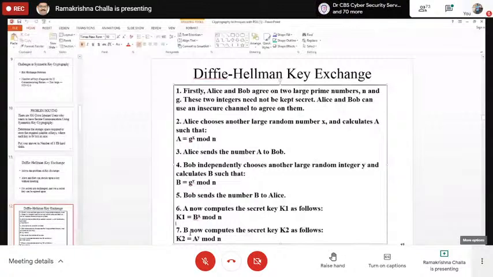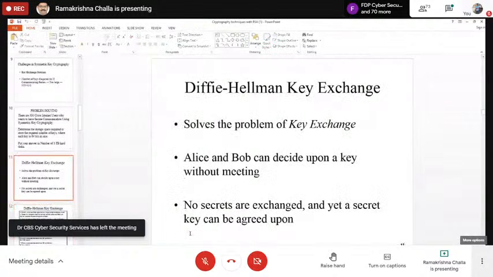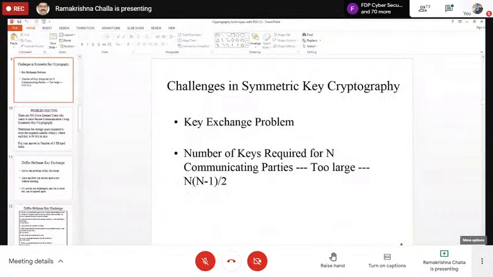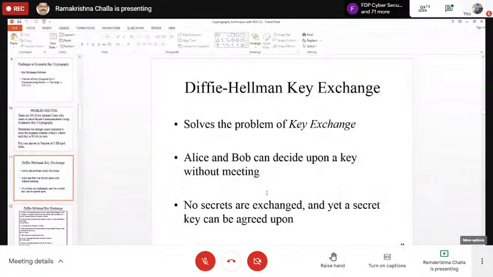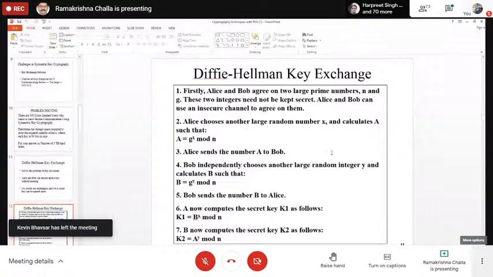Without sharing the key, without exchanging the key, how can a key be agreed by the sender and receiver so that you can have a secure communication? That means one of the problems is solved. The key exchange problem or key determination problem is solved by Diffie and Hellman using this particular algorithm, which arises in symmetric key cryptography techniques.